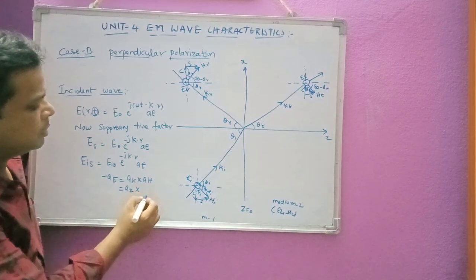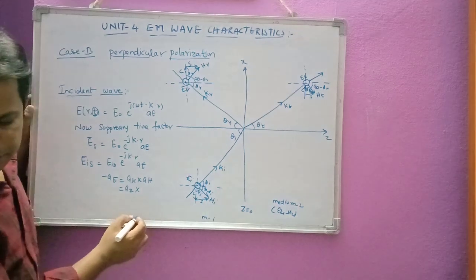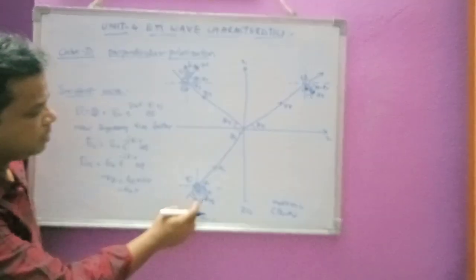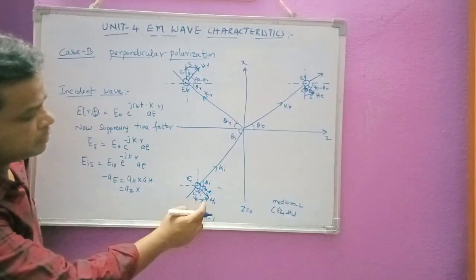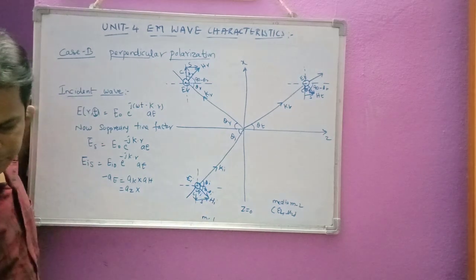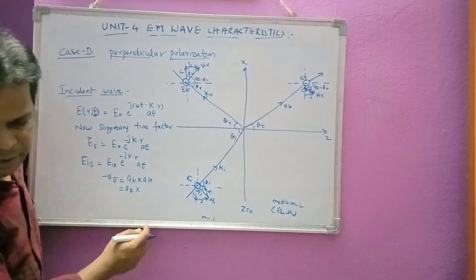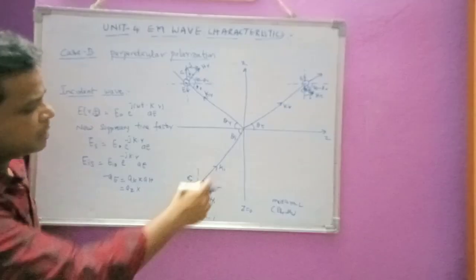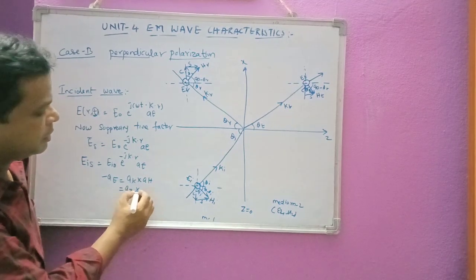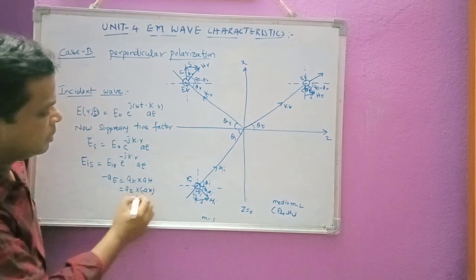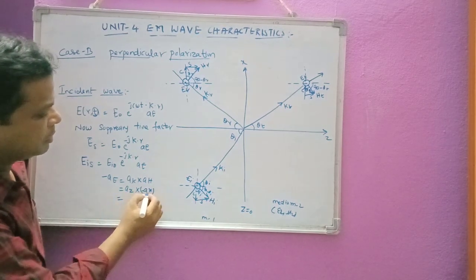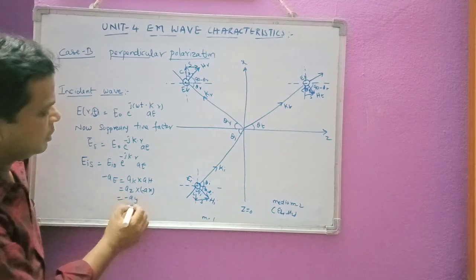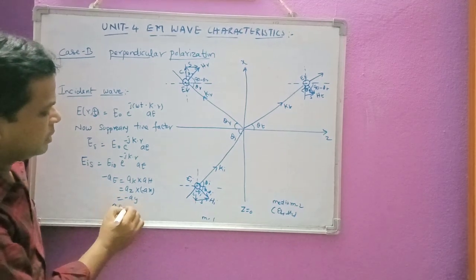aH is along the minus x direction here. The magnetic field is along the minus x direction. So I can write here aZ cross minus aX is minus aY here. aE will become aY here.